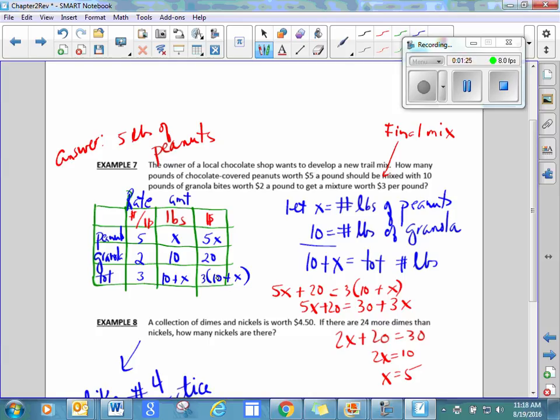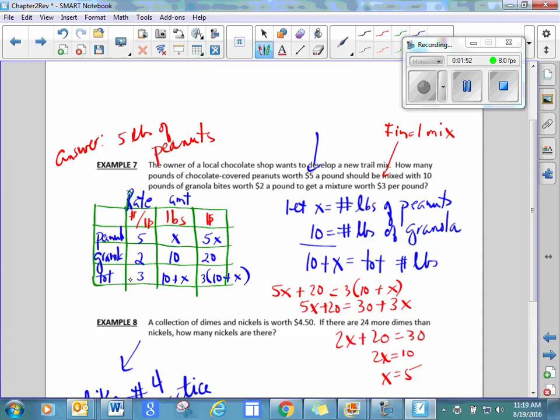So we draw our chart as normal. We've got our players, the peanuts and the granola. The rate column is going to be a dollar sign, how much per pound. So we know both of these. We know that the peanuts are $5 a pound. And the granola bits or bites are worth $2 a pound. And we know that our total mixture needs to be $3 a pound.